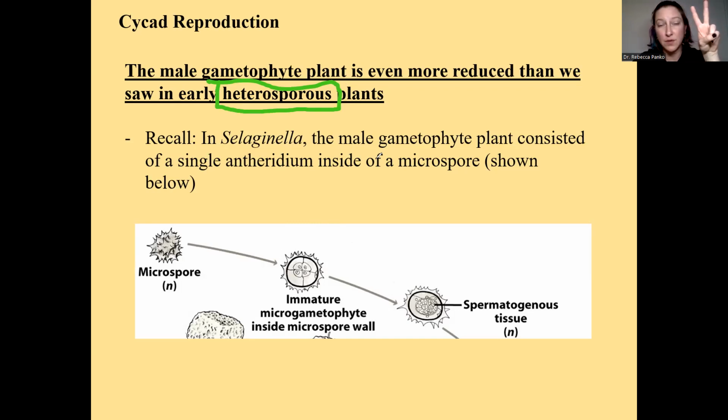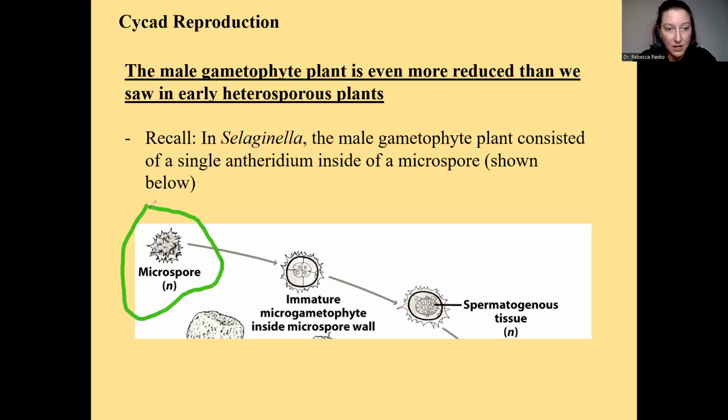So if you have two types of spores, you're going to have two types of spore, each of which has a gametophyte plant inside, a male or female. But I'm getting distracted. Back in Selaginella, remember, here's our microspore of Selaginella. What was inside of the microspore in Selaginella? It was a single antheridium.